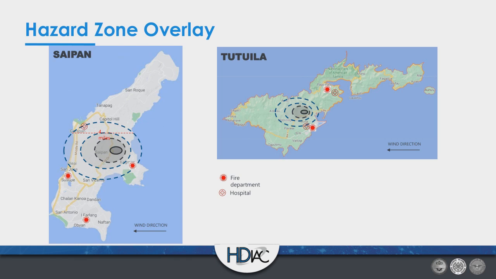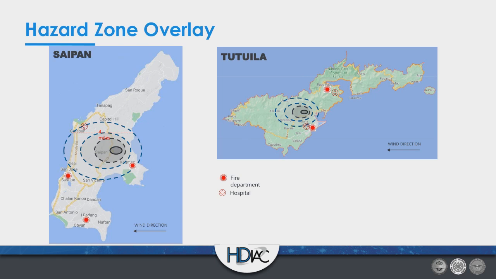So in the next slide, I'm just taking that and overlaying it over two case studies. Here is Saipan, where you're seeing the primary wind direction based off of the trade winds blowing from east to west. Looking at a detonation right there in the center of the island, or any type of incident, that's only 4 miles across, and you've cut that island in half.